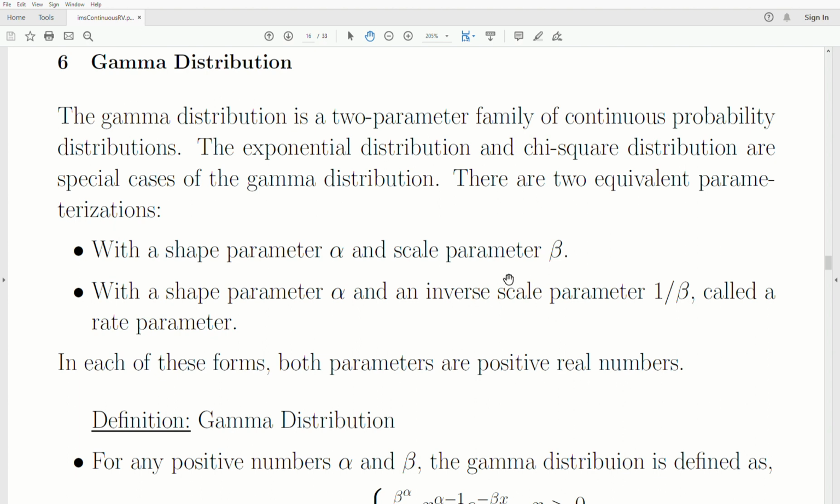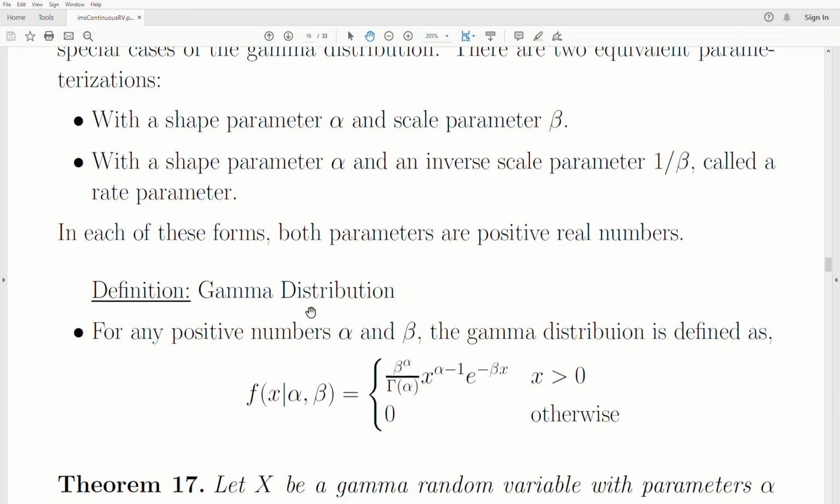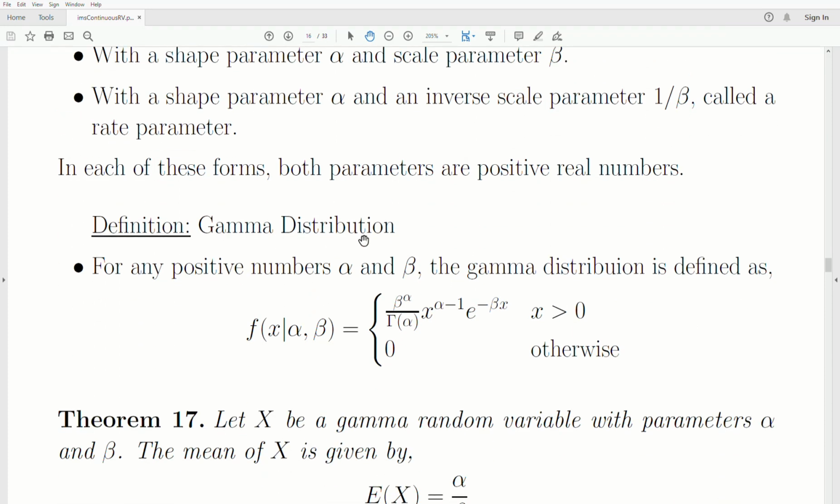And in R, you can use either of these parameterizations, but you have to know which one you want, and you have to set the parameters in the right spot. So for the definition of a gamma distribution, we're going to use the first one, the shape parameter alpha and the scale parameter beta.